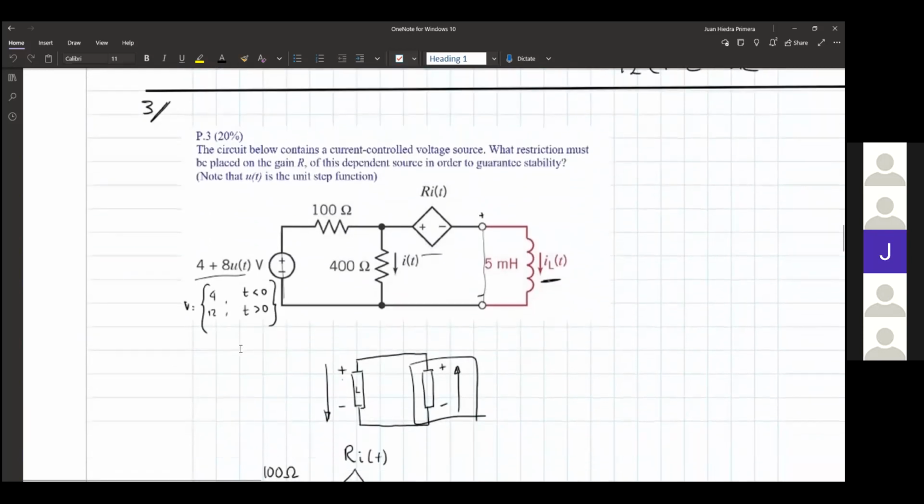So for the next question, the circuit below contains a current-controlled voltage source, a CCVS. What restriction do we place on the gain R of this source in order to guarantee that the circuit will be stable? Note that the unit step function is applied here. So we have a voltage source with the unit step function, meaning that this circuit has 2 states, before and after 0.